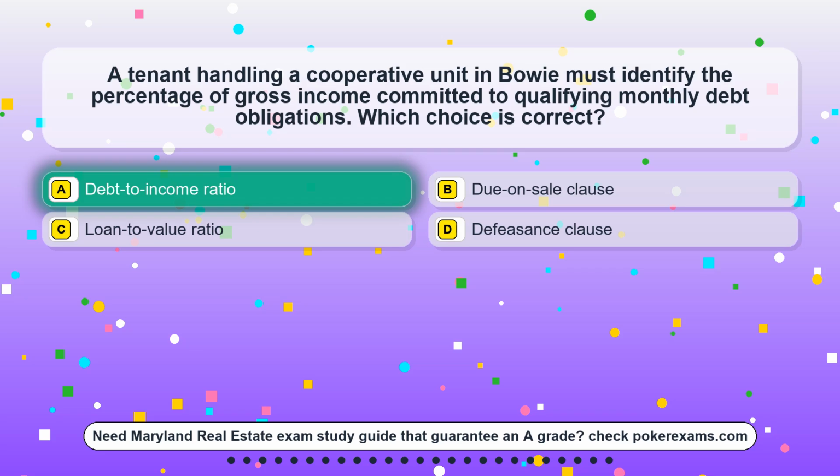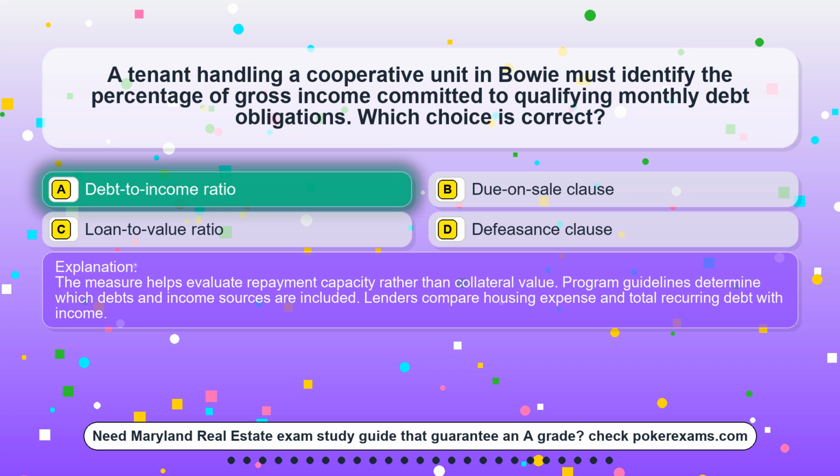The correct answer is option A, debt to income ratio. The measure helps evaluate repayment capacity rather than collateral value. Program guidelines determine which debts and income sources are included. Lenders compare housing expense and total recurring debt with income.